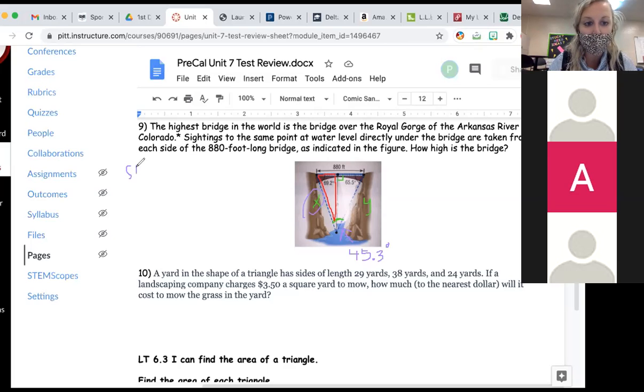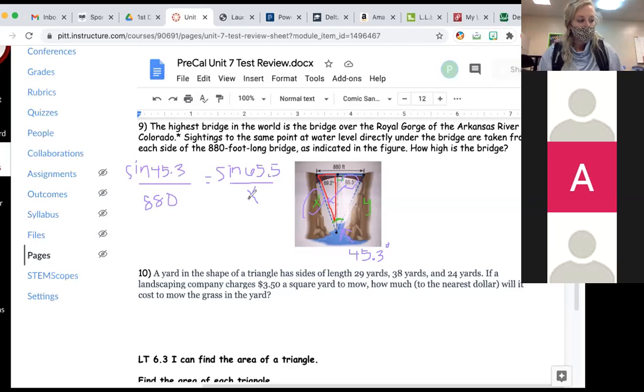So if we do sine of 45.3 degrees over 880 equals sine of 65.5, that would be what would pair with X, right? Yes, ma'am. All right. So then we would cross multiply, solve for X. Do I need to show y'all the cross multiplication or can I just tell you what I got for X? You can just tell us. Okay, I got 1,126.57, but you can't round it. What do I have to do with this number? Store it. Good, store it or save it. And so when I post my key in a minute, you guys will see that almost all of them, I wrote store/save underneath the first thing I got, okay?